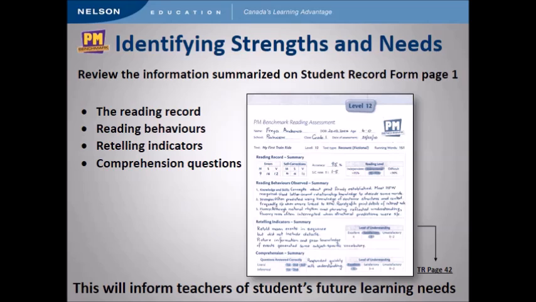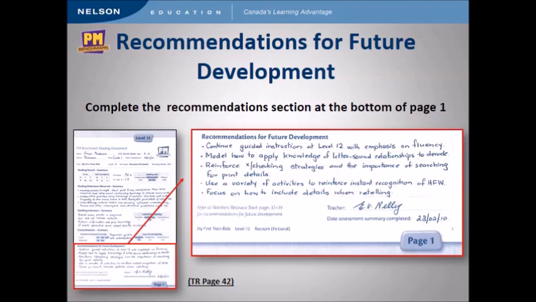So we'll look at the reading record, we'll look at what kind of miscues the student was making, and we'll look at a summary of their reading behaviors, the retelling indicators, and the comprehension questions. This information will tell us what we need to do to support the student as they grow further in their reading ability. So let's take a look at this particular student.